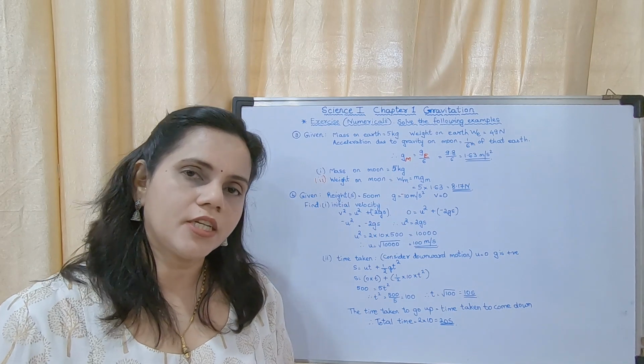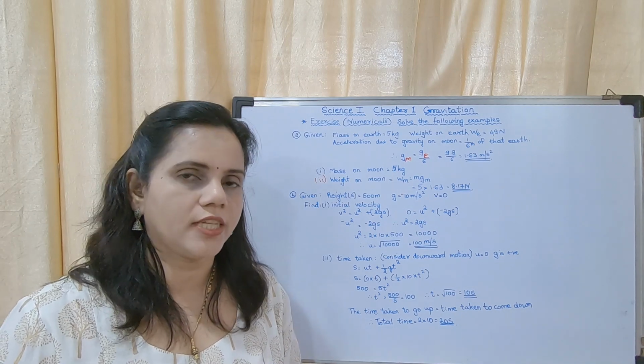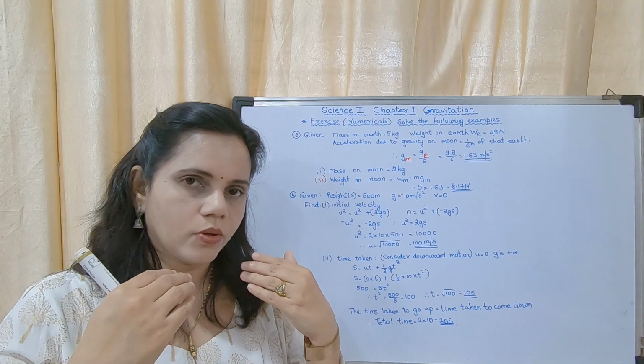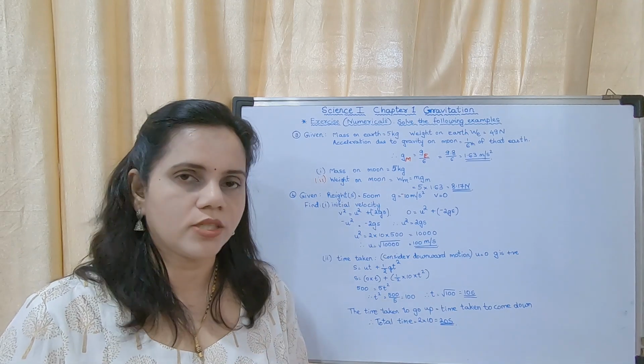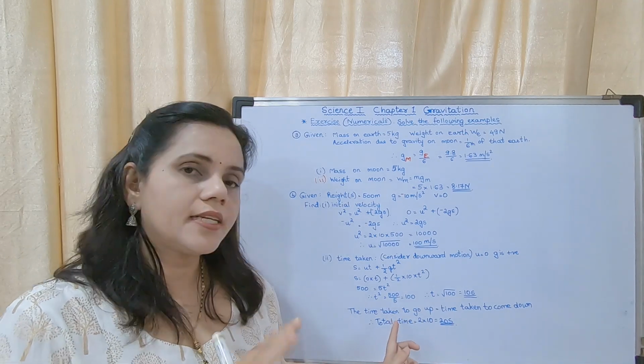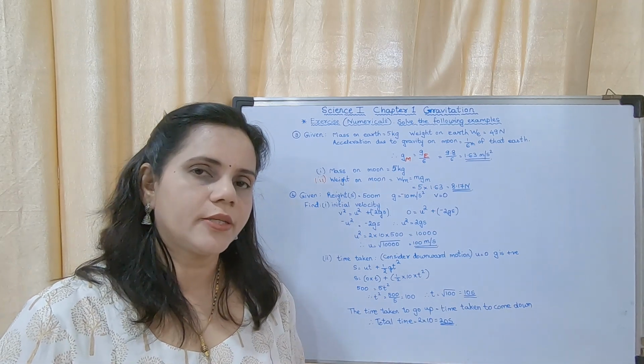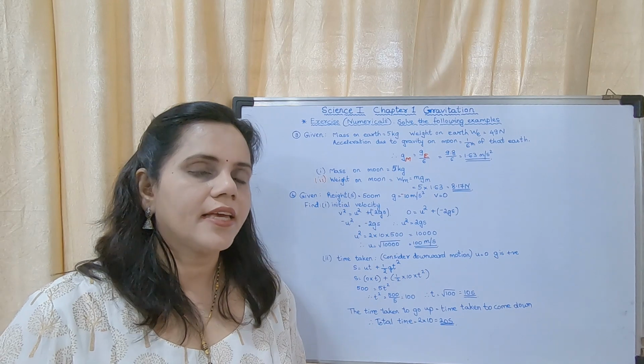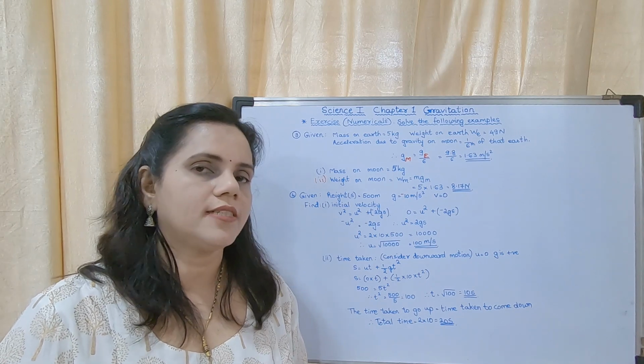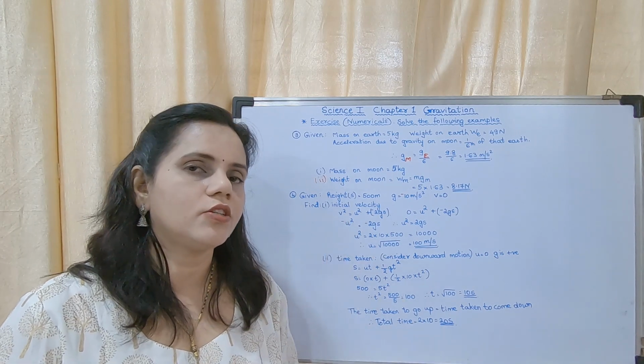And what is the time taken to go up? It is 10 seconds only. The time taken to go up and the time taken to come down is the same. So by considering both the times, total time is equal to 2 into 10, that is 20 seconds. Okay. Even this is a 3-mark question which is asked. You may copy it in your notebook.